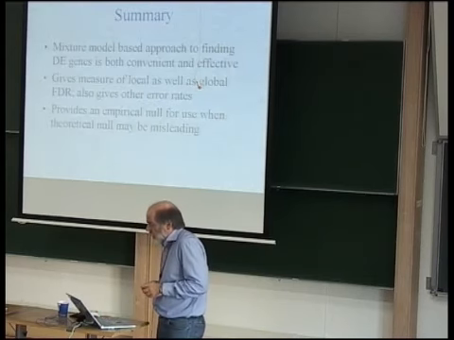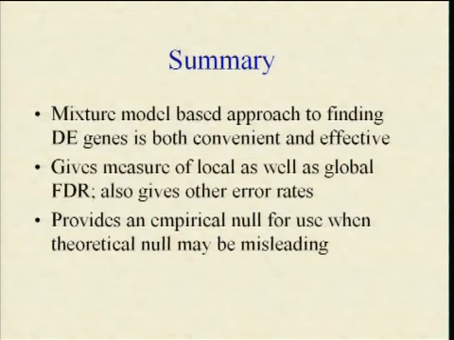Well, to finish up, this mixture model approach to finding differentially expressed genes is both convenient and effective. It can be done very quickly because we only have to fit 2 normal components. Particularly with the theoretical null, once you specify pi naught, you've specified all the other estimates. It gives measures of the local false discovery rate as well as the global and other error rates. And then we can incorporate Efron's very clever idea of this empirical null for use when the theoretical null may be misleading. Good, thank you.